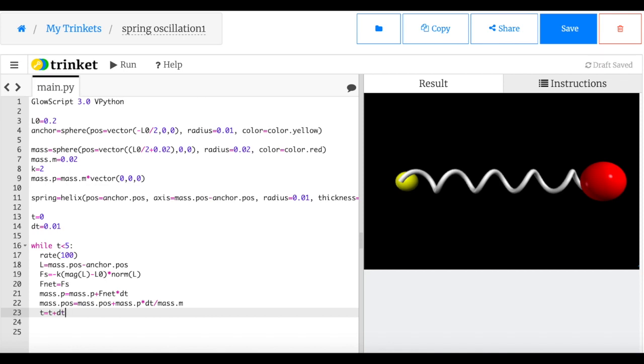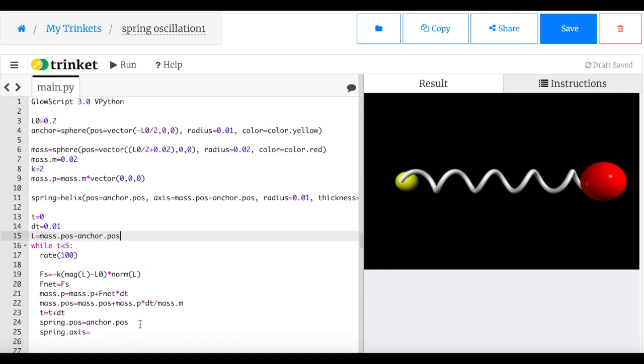Now I actually do need to do one other thing. I need to update the spring. I need to visually show the spring. I don't need to move the position because that didn't change, although I'm going to put that in here anyway. So I'm going to say spring.pos equals anchor.pos, which it was before, and then spring.axis equals the vector L. No, I'm going to recalculate L. Let's move this up here, and then let's put it again down here. That way it will be the position at the end. So it's just going to be the vector L. Okay, I think we're ready.